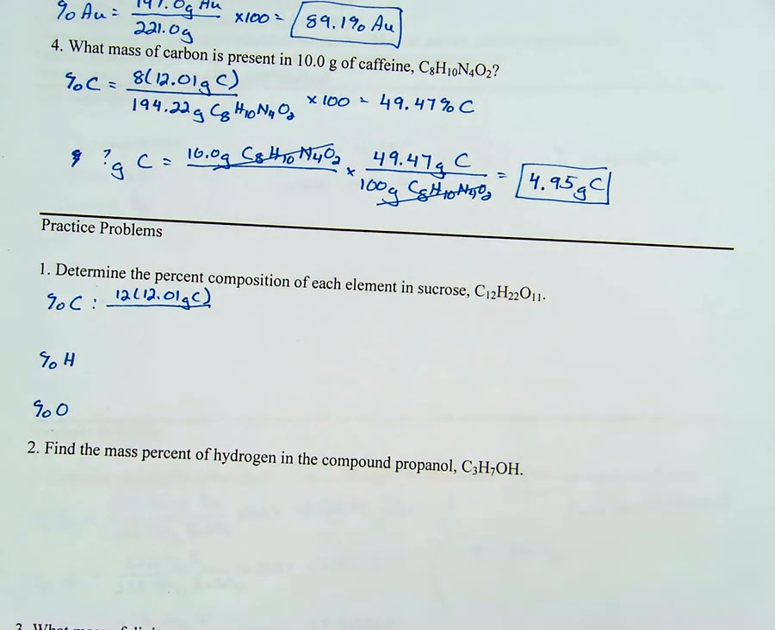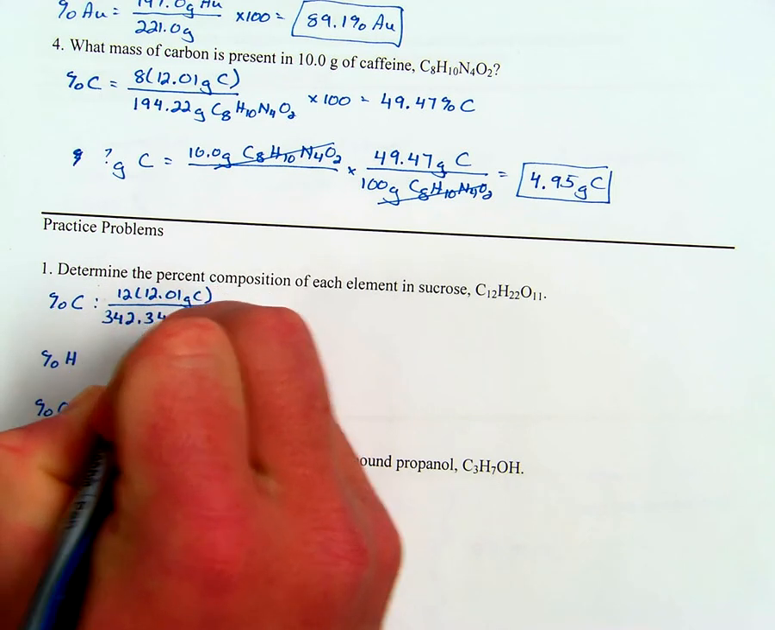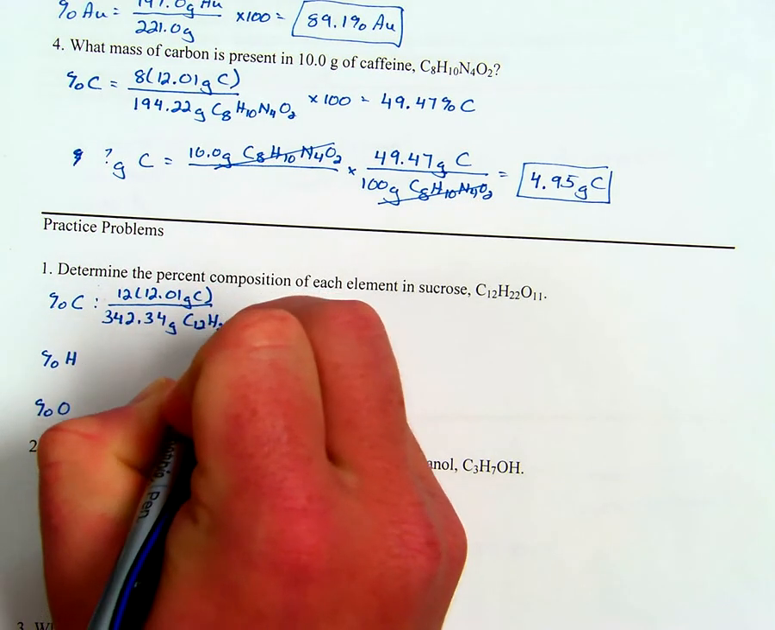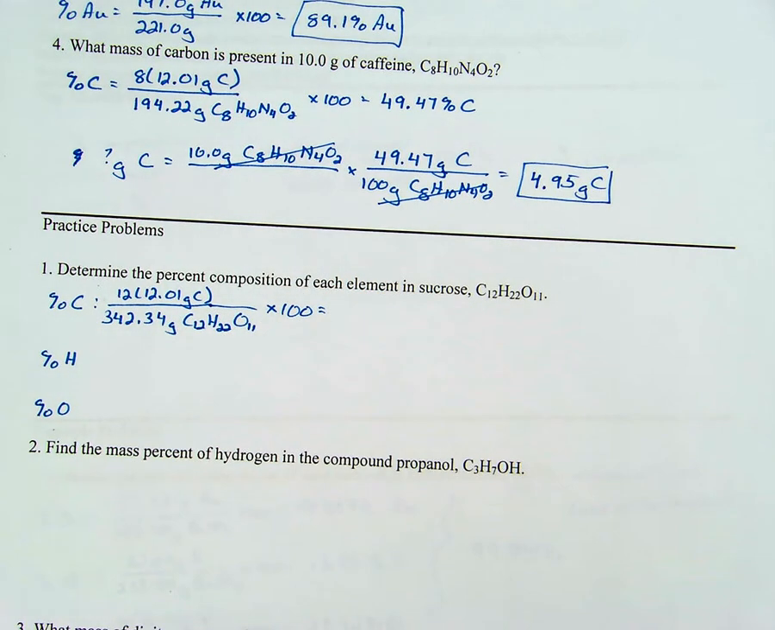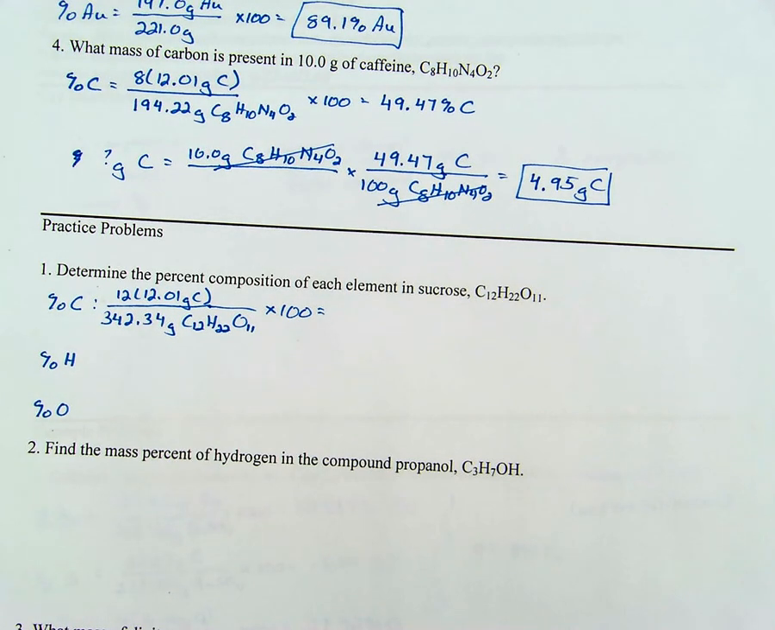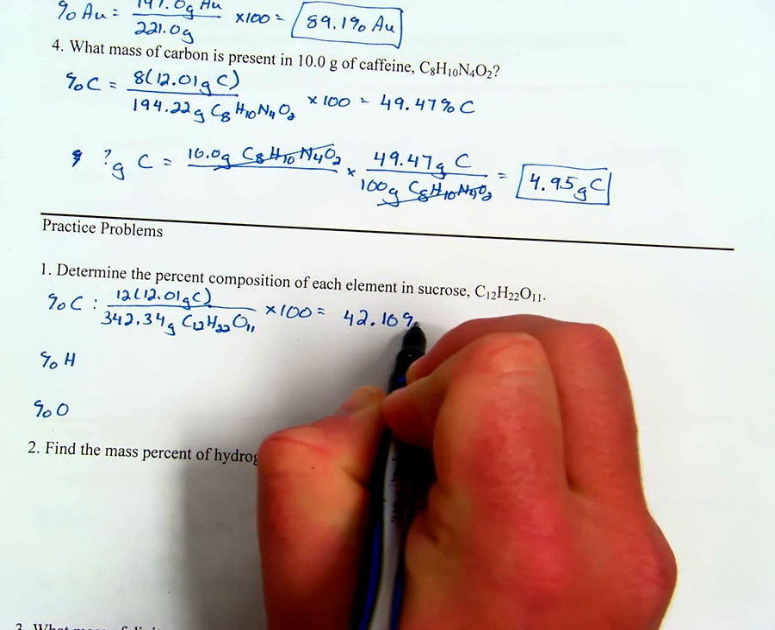12 times 12.01 plus 22 times 1.01 plus 11 times 16.00. I get 342.34 grams for the molar mass of the whole thing. Multiply it by 100, so 12 times 12.01 divided by 342.34, and multiply it by 100, and I get 42.10% carbon.